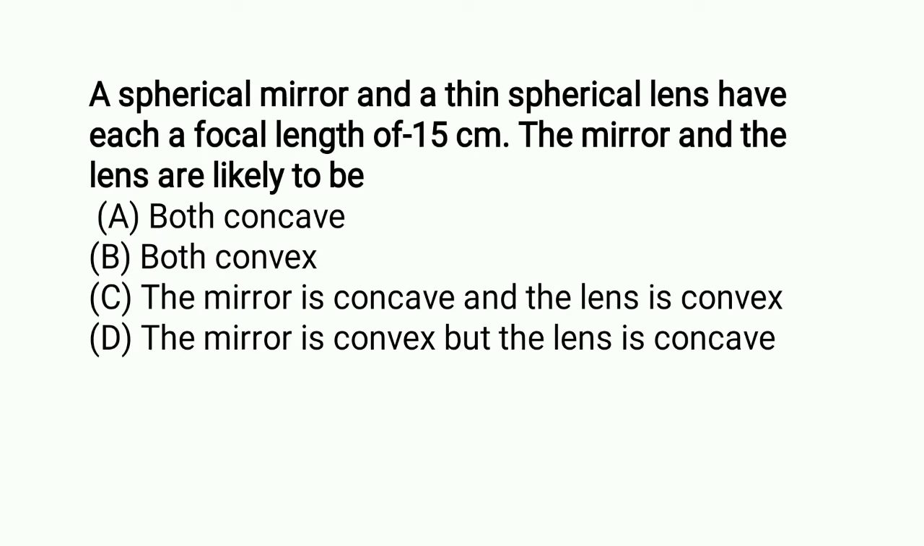Next question. A spherical mirror and a thin spherical lens each have a focal length of minus 15 centimeter. The mirror and the lens are likely to be: option A, both concave; option B, both convex; option C, the mirror is concave and the lens is convex; option D, the mirror is convex but the lens is concave.